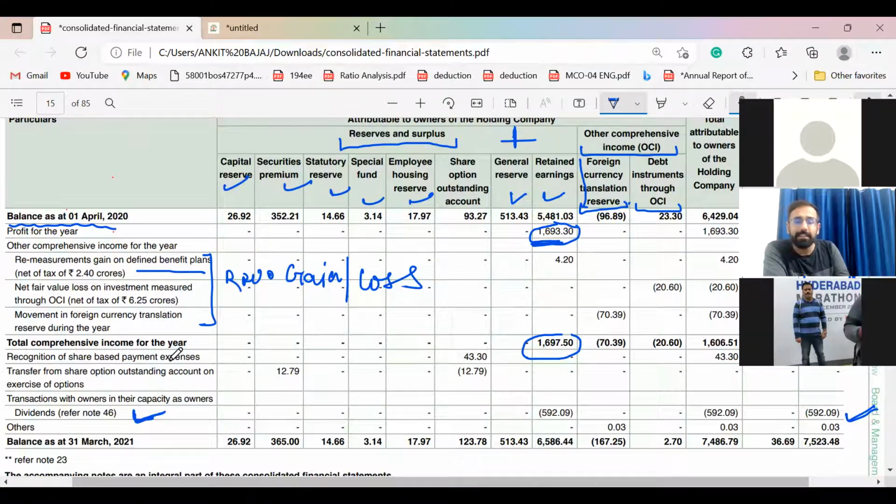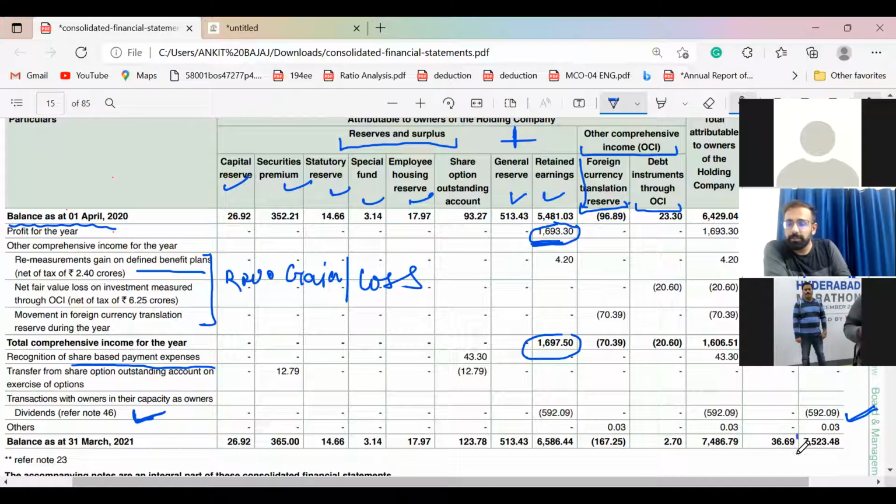And if there is any change in equity, right? Any change in equity, in the sense of recognition of share-based payment expenses, right? There is a specific accounting standard. If the company is giving some shares to their employees, that expense is to be adjusted. We will discuss those transactions in coming accounting standards.